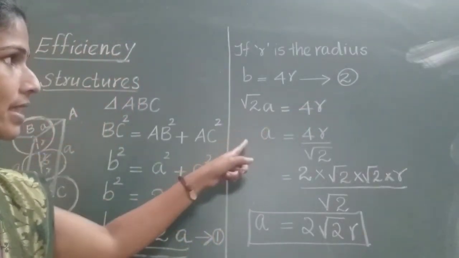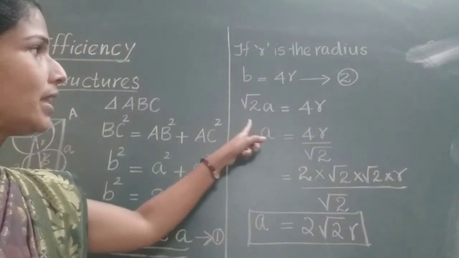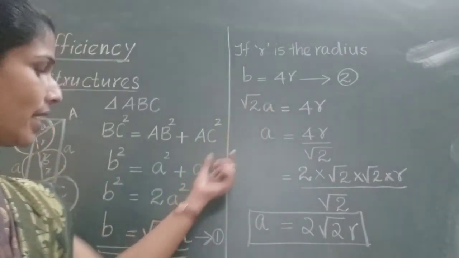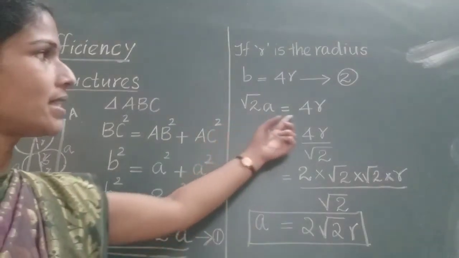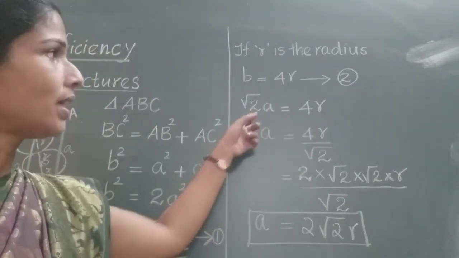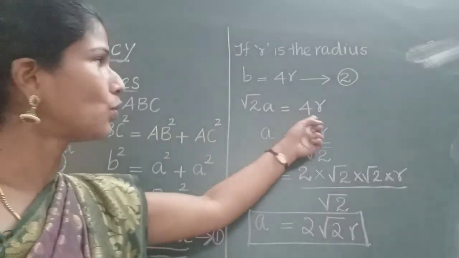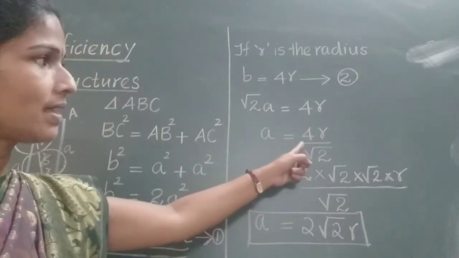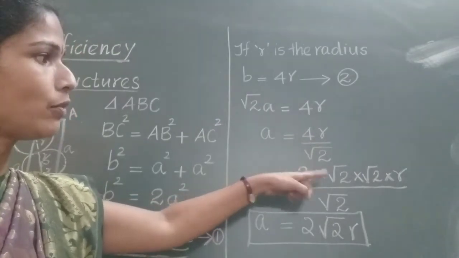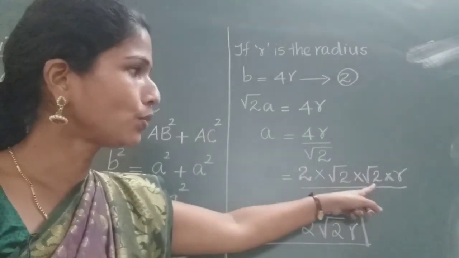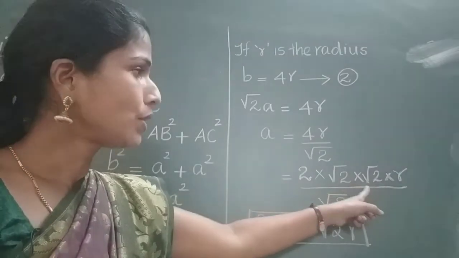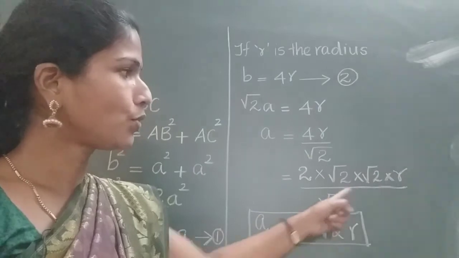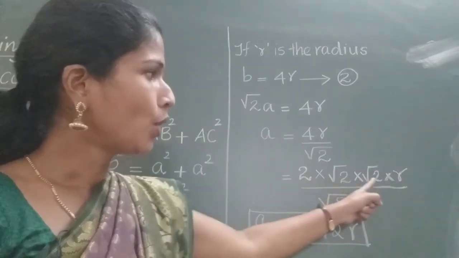Then equating equation number 1 and 2, we get b is equal to root 2 a and b is equal to 4r. Then we get root 2 a is equal to 4r. On rearranging this equation, a is equal to 4r by root 2. Then 4 can be written as 2 into 2, and 2 can be written as root 2 into root 2, so we get root 2 into root 2 into r.